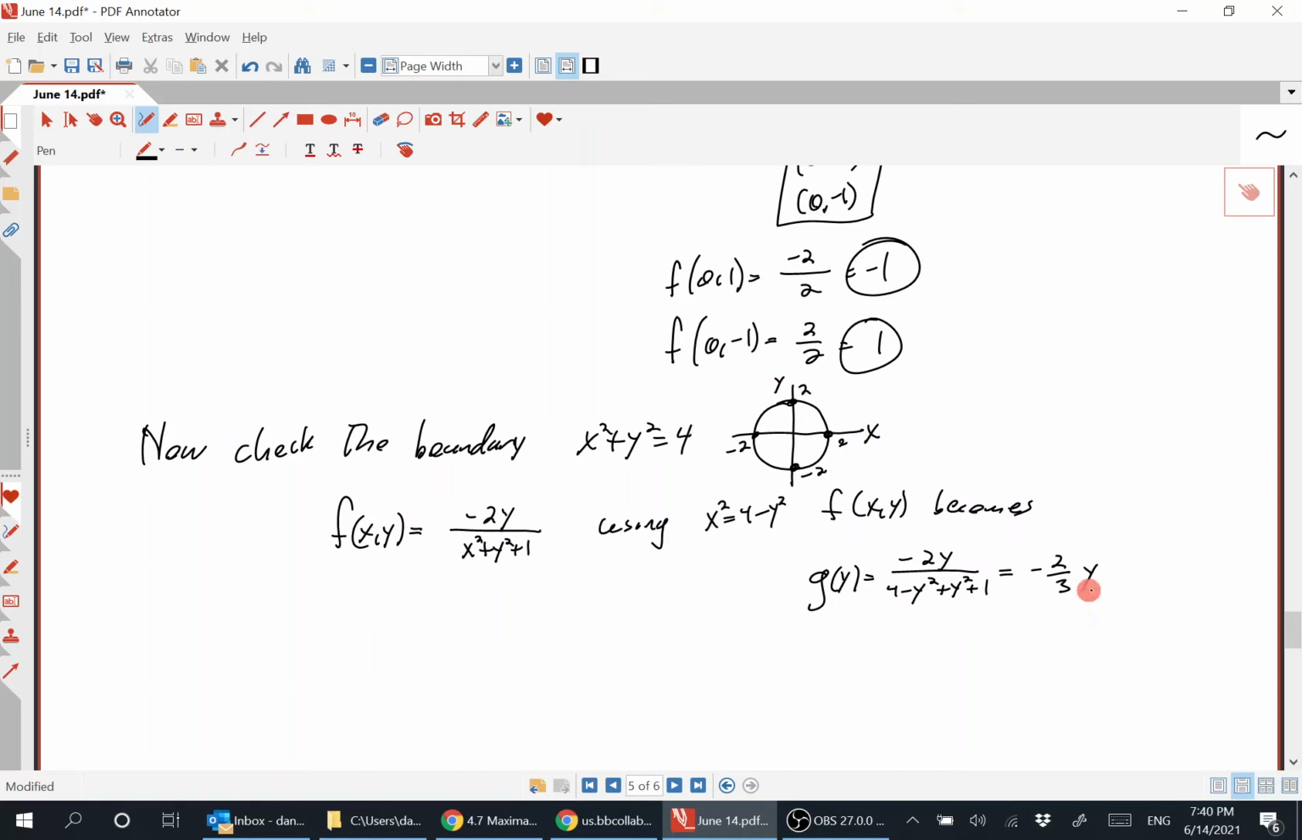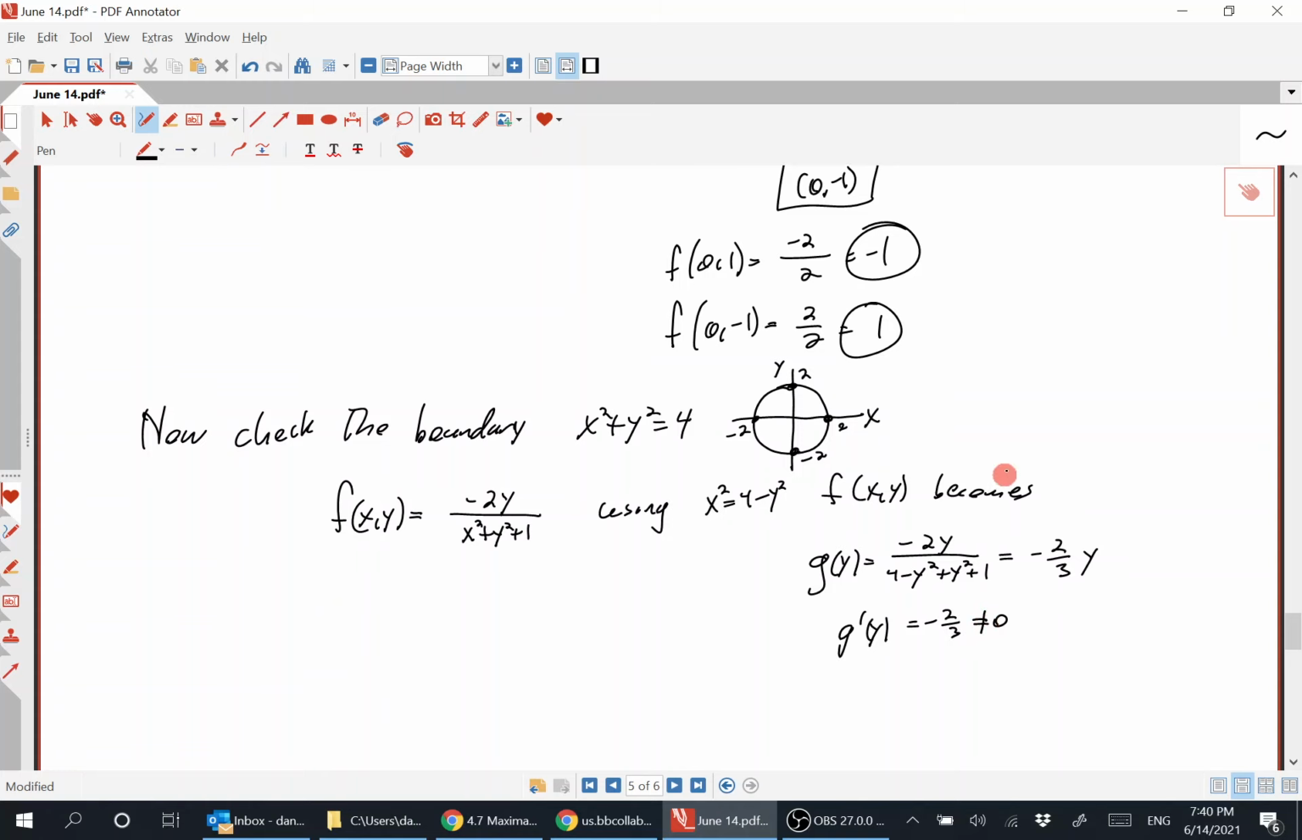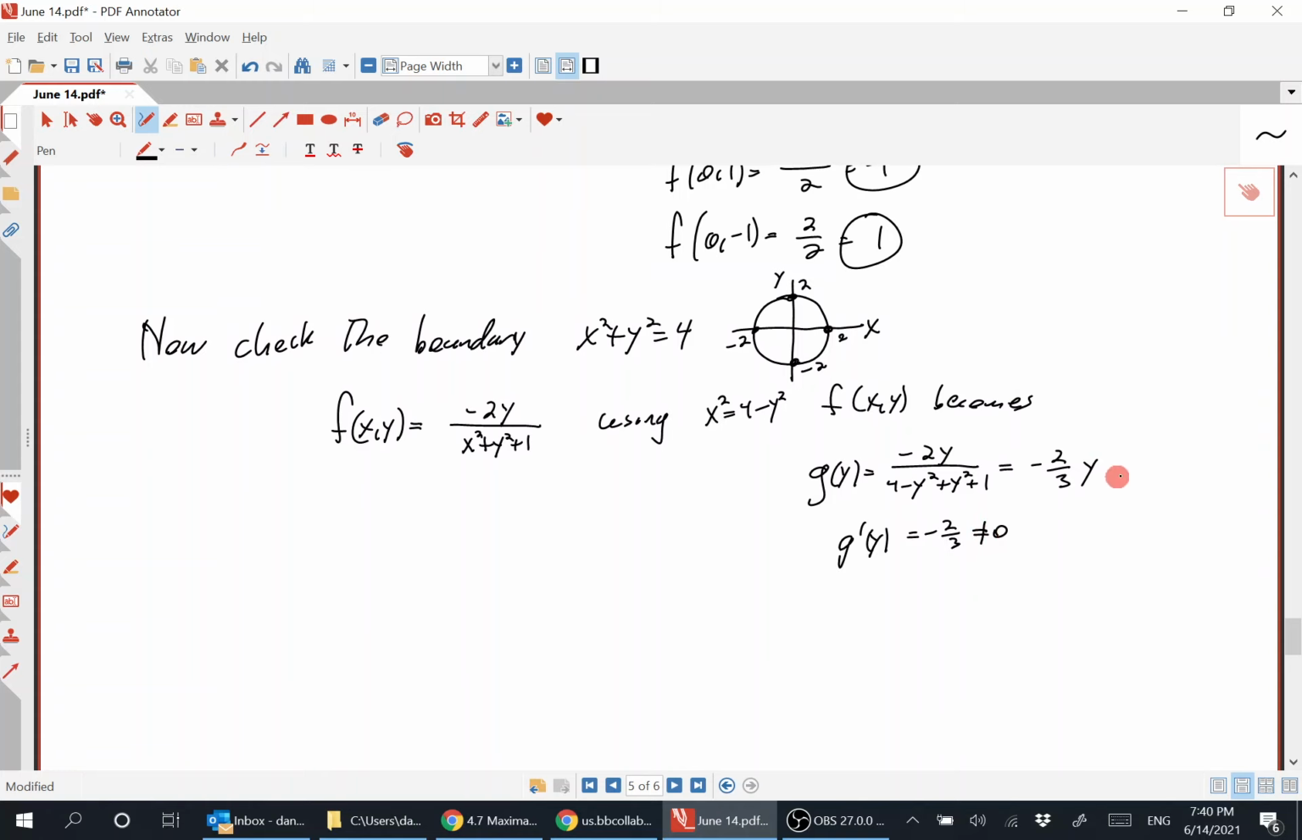Right, so, well, there's no critical points. So g prime of y is never 0. Right, it's a line, so there's no critical points. So all you got to do is check the endpoints. So g of -2 is equal to 4/3, and g of 2 is -4/3.